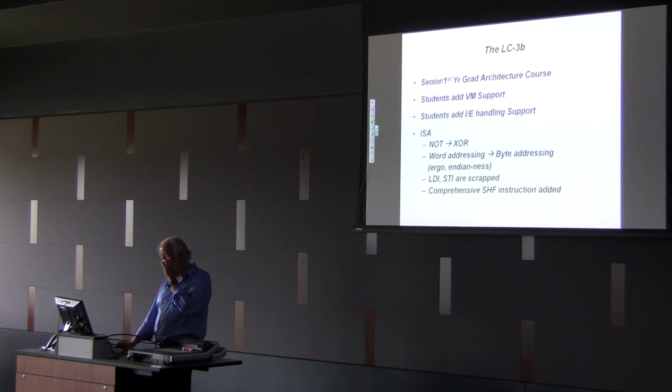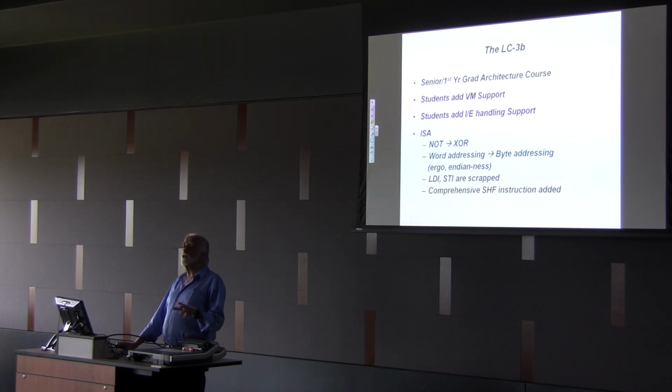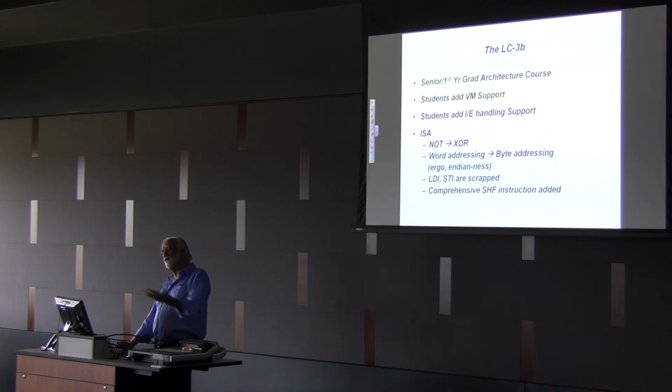The LC3B, the senior course I'm talking about, is taken by seniors and first-year graduate students from other places that haven't had a hardcore architecture course. What the students do in that course is they start with this LC3B, which I've given you most of the flavor of, and then they add virtual memory to it, and then they add interrupt and exception handling to it. So they increase the state machine required to make it closer to what a real machine is. But that's for seniors, and we're talking about the freshmen.